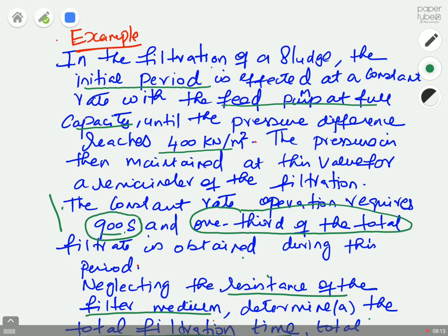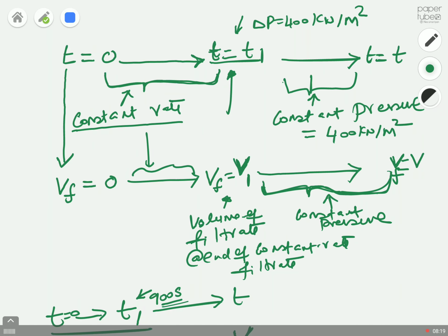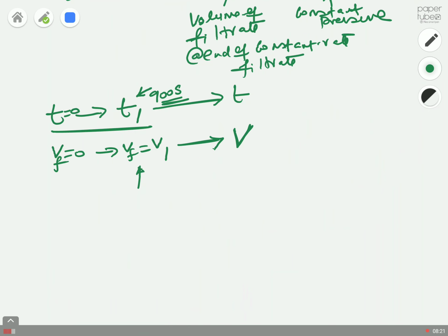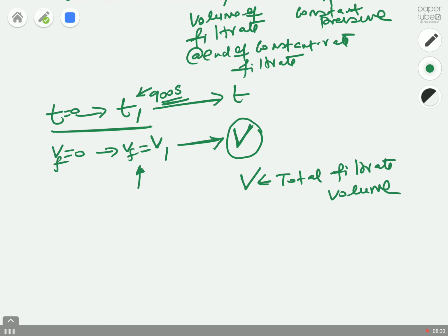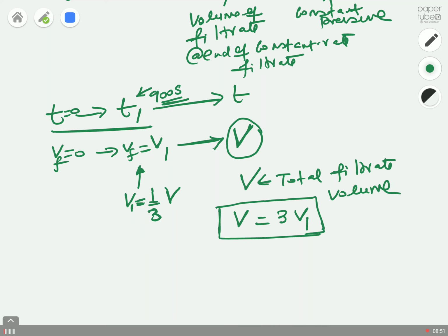Which means in the problem we know what T1 is. T1 is 900 seconds, and we also have some idea about V1. If the final volume is V, that's the total filtrate volume, and then V1 is equal to 1/3 of the total volume, or the total volume is equal to 3 multiplied by V1. So these are some given parameters. If you read the problem, I think you know what it says.